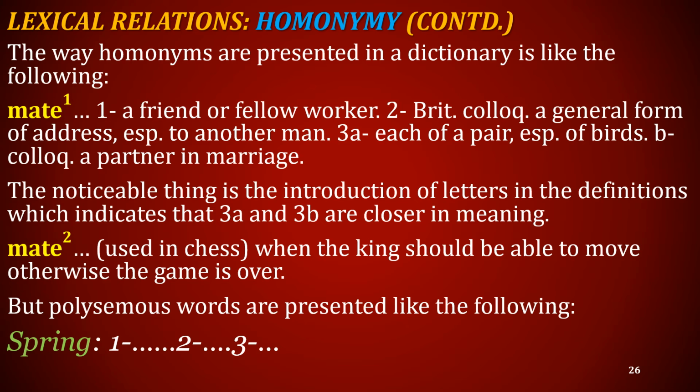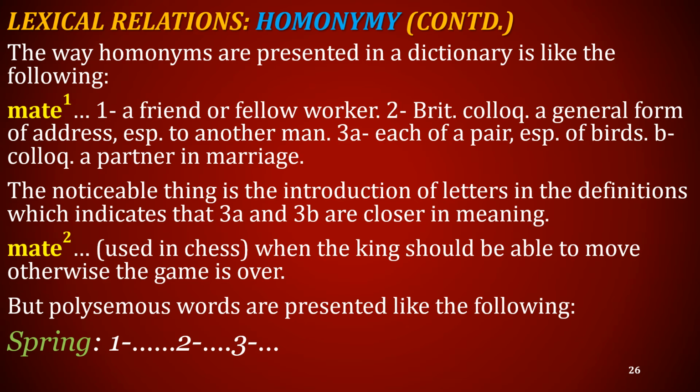If you read the definitions, you would see that all those senses are far apart from the definition we have for mate 2. Let's have a look at the senses for the first mate. The first definition is a friend or a fellow worker. The second one is a general form of address, especially to another man. And the third one, A, is each of a pair, especially of birds, and B is a partner in marriage.